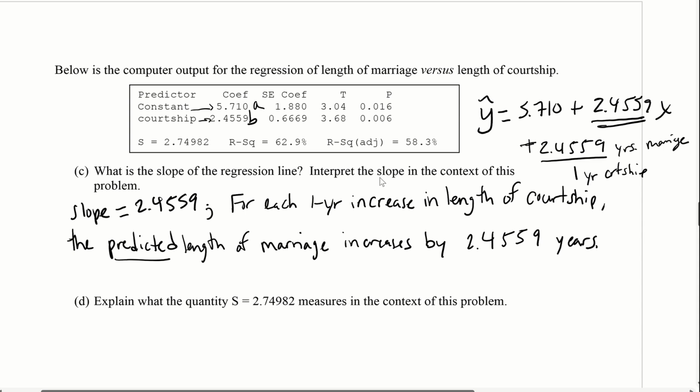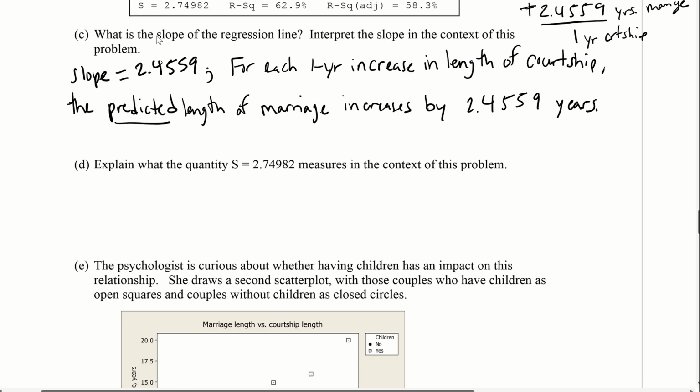Okay, so there's my interpretation of the slope in the context of the problem. All right, explain what the quantity S equals 2.474982. That's the standard deviation of residuals. Quite a few of you said that was a slope. That is not the slope.